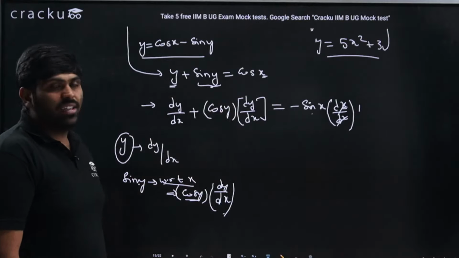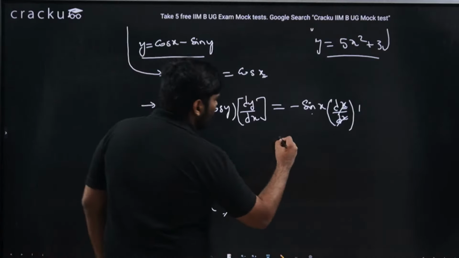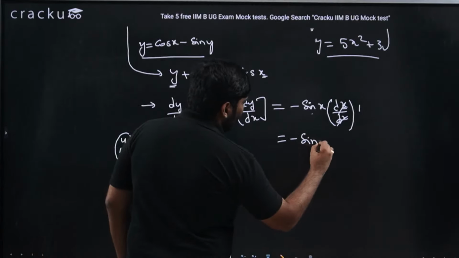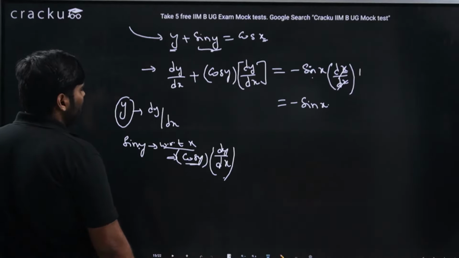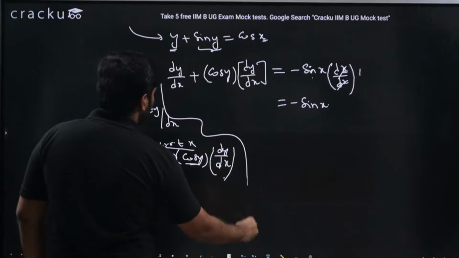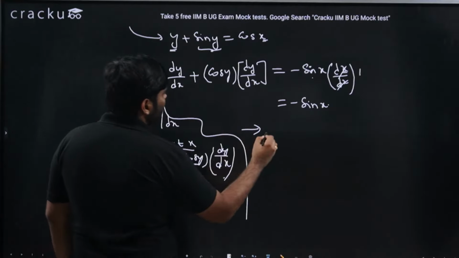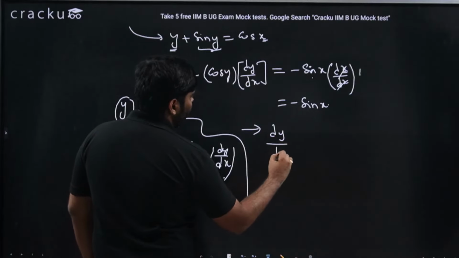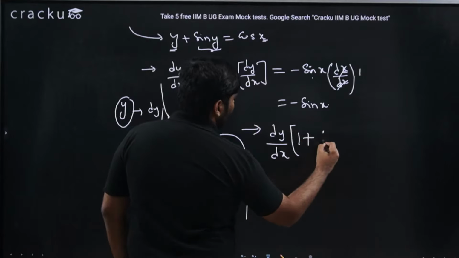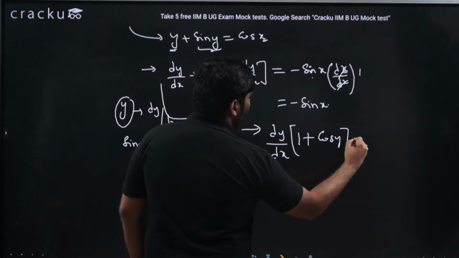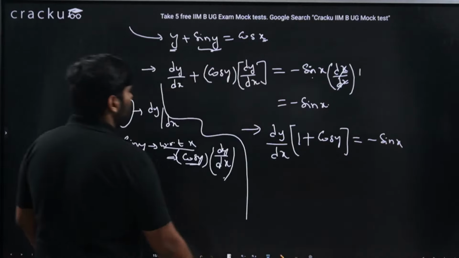That is nothing but basically differentiation of cos x with respect to x is minus sin x. This is nothing but just simply saying it is minus sin x. When I do it in this way, what I end up getting is that, fine, I'll write here. So dy by dx now can be taken common on the left hand. I will be getting dy by dx into 1 plus cos y is equal to what? Minus sin x.